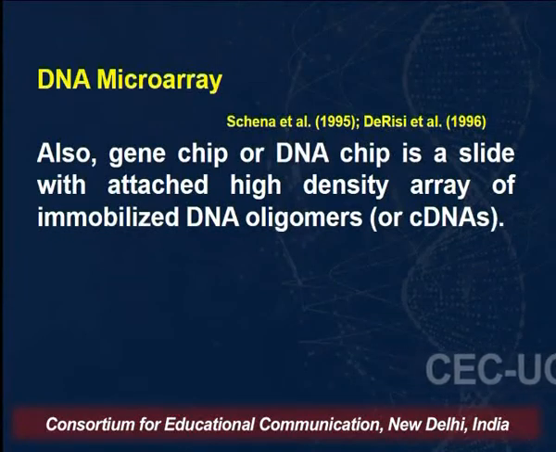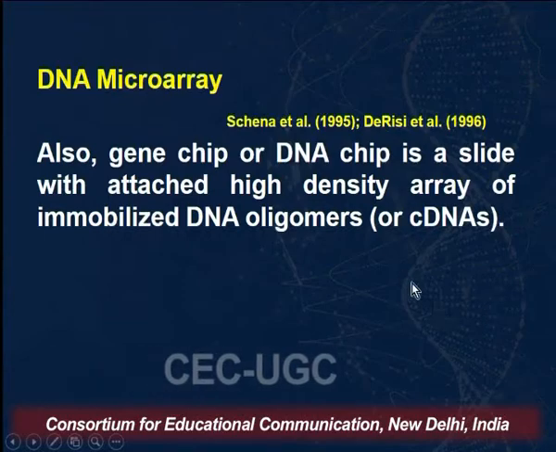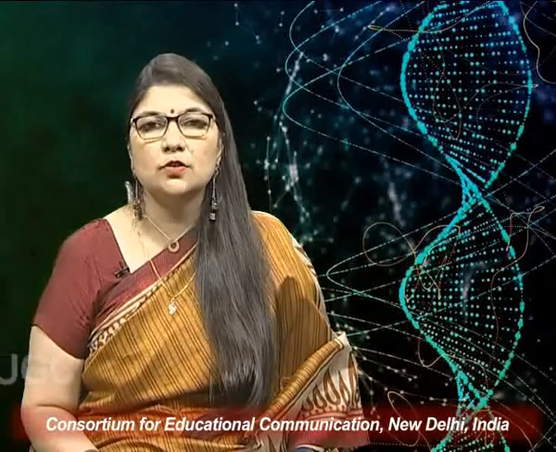Now, you might have heard of gene chips or DNA chips, which are also different names for DNA microarray, and it involves basically a slide with an attached high density array of immobilized DNA oligomers or cDNAs. So, what we are basically doing is that for all these techniques, the one property of DNA that is utilized is the complementarity of DNA.